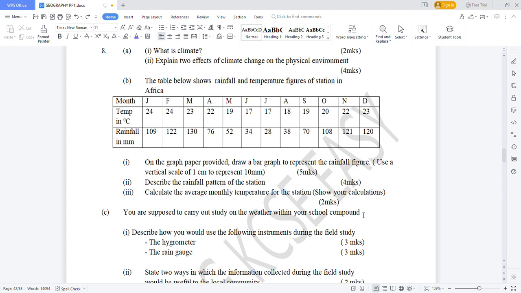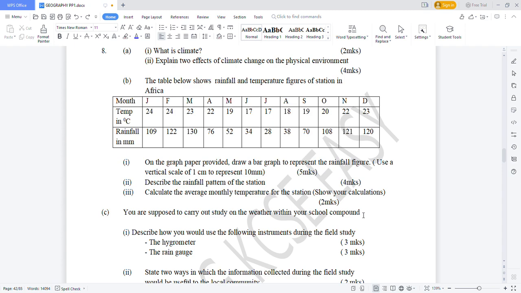The rainfall decreases with the decrease of temperature and increases with the increase in temperature.